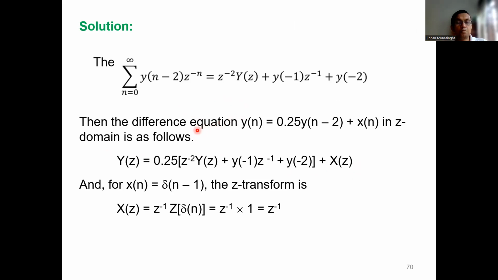So the difference equation, which is given like this, y[n] = 0.25 y[n-2] + x[n]. You have to transform this into the Z domain. How do you do that? You will see this y[n-2]. This is the shift, shift to the right by 2 steps. So you have to bring in the Z transform when a sequence is shifted to the right by 2 steps, which is given like this, coming from the theorem straight away.